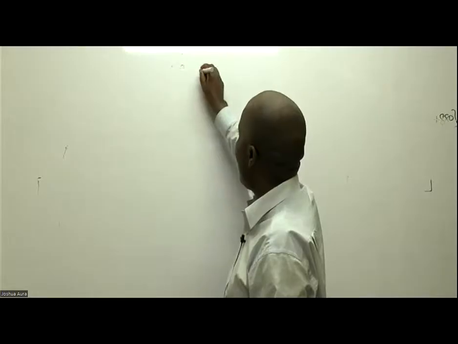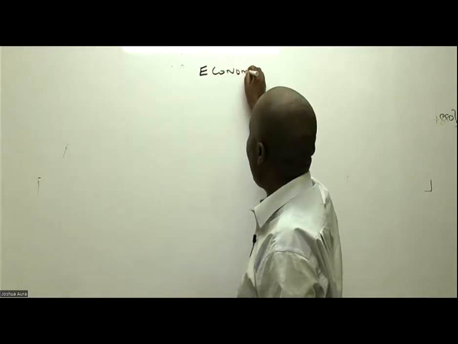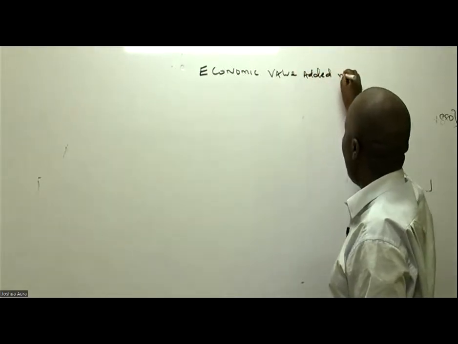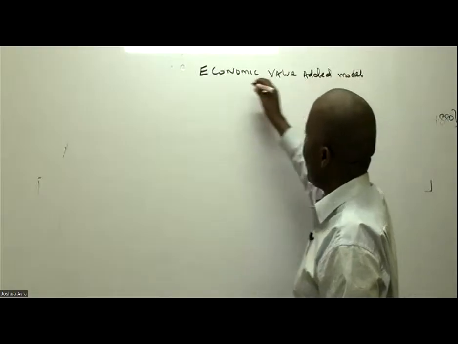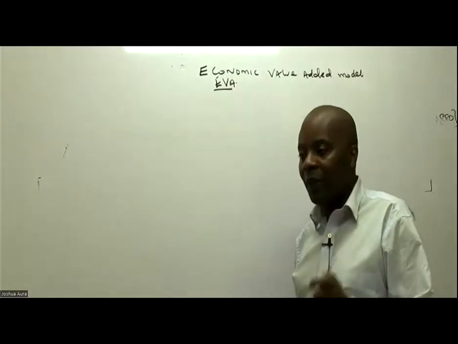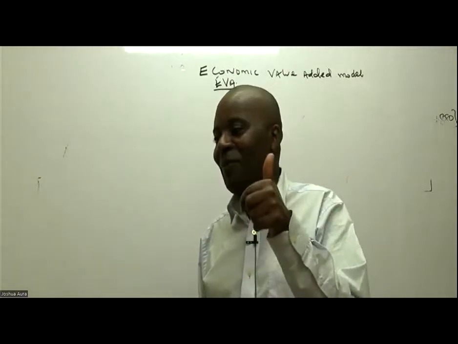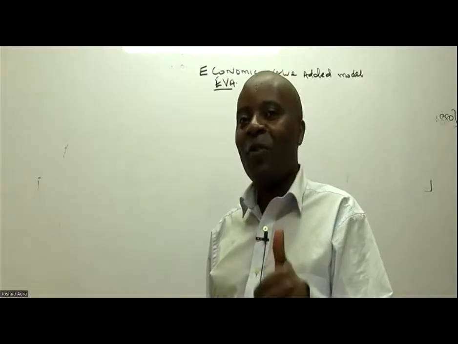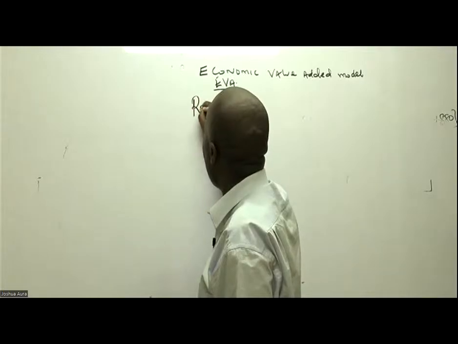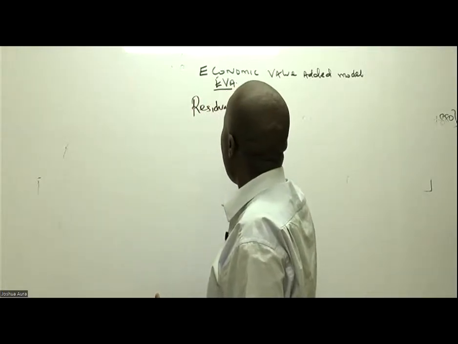So right now, ladies and gentlemen, we are doing what we call the economic value added model, very popularly known as EVA. Remember, EVA borrows heavily from residual income. So we cannot really start this EVA model without you telling me, how do we get residual income?